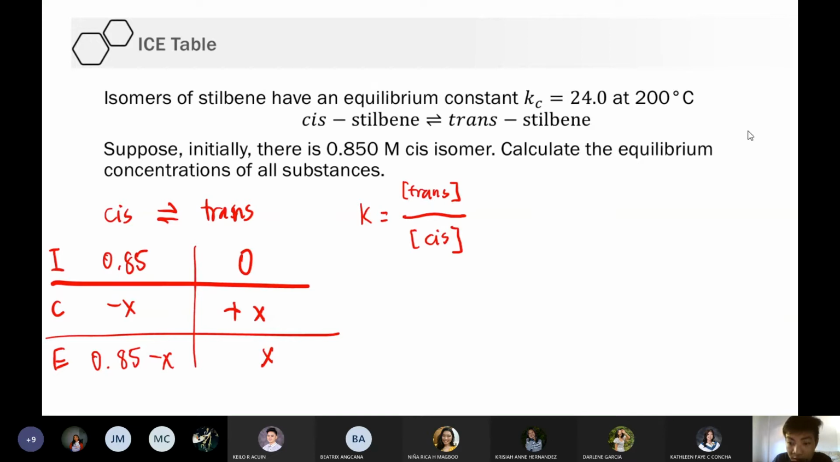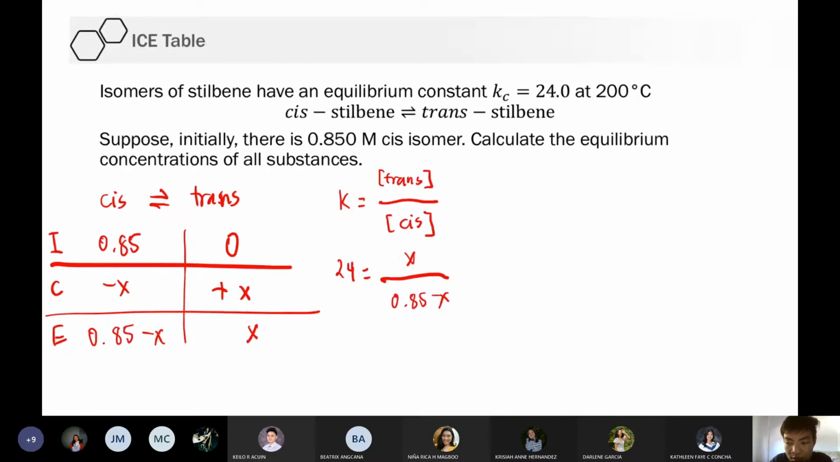So we're going to plug in whatever is said in our solution here. For k, that's equal to 24. For the concentration of trans, that is just x. And the concentration of cis, we have 0.85 minus x. What's next is that you're going to solve for the value of x. Once you were able to plug in the equilibrium concentrations and the k value, you're going to solve for x using algebra. So the chemistry stops right here, and then algebra will kick in.